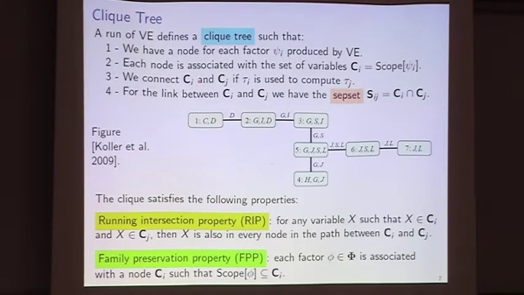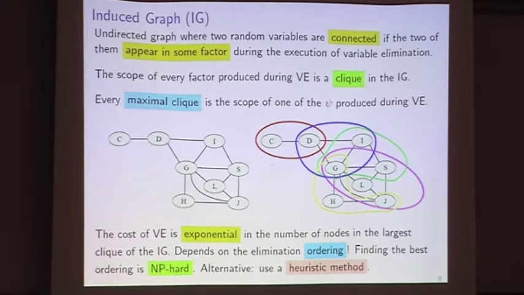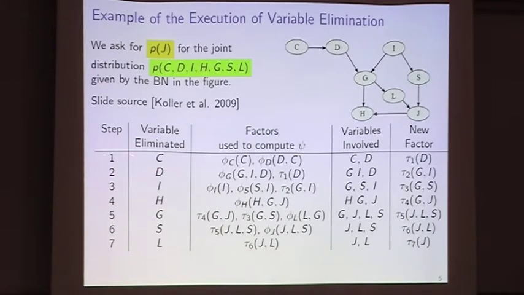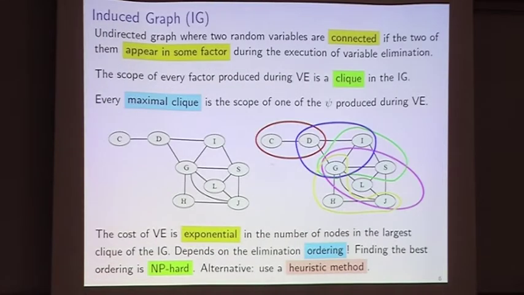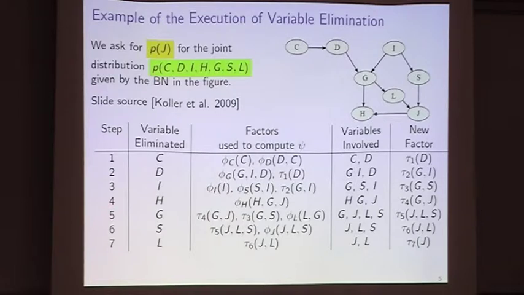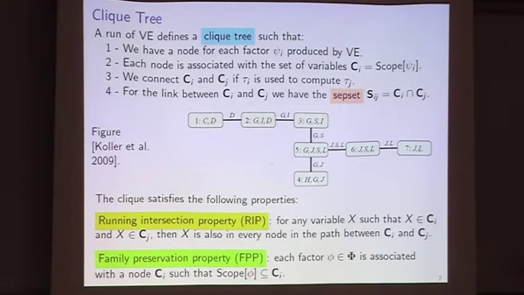And each node is going to be associated with the variables that are in the scope of the corresponding factor. So the first factor, psi 1, depends on the variables C and D. So we have associated in the first node the variables C and D. And the fourth factor, psi 4, in this case depends on the variables H, G, and J. So we have those variables associated in that node.